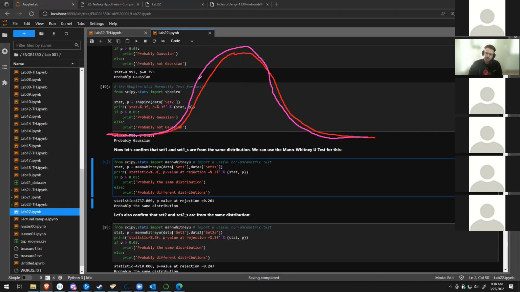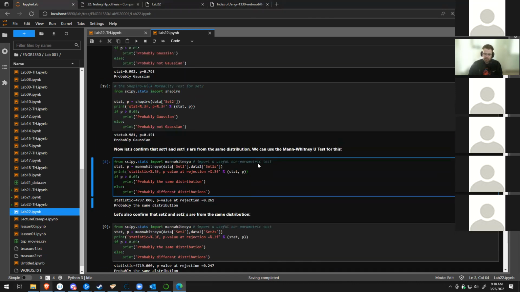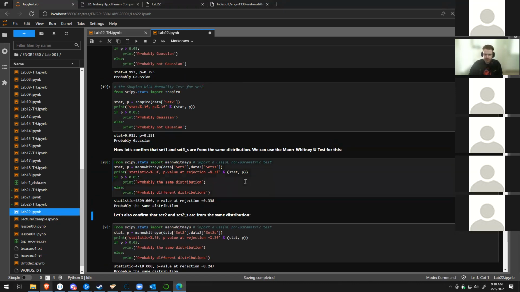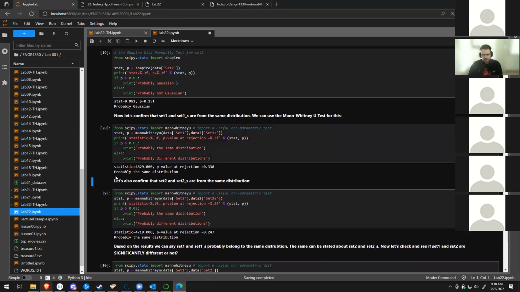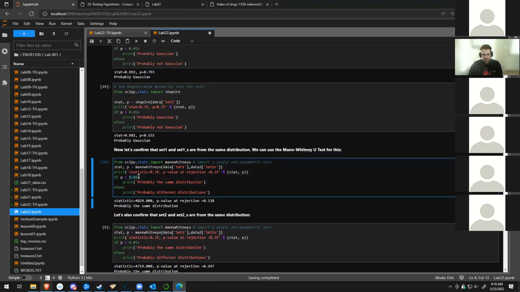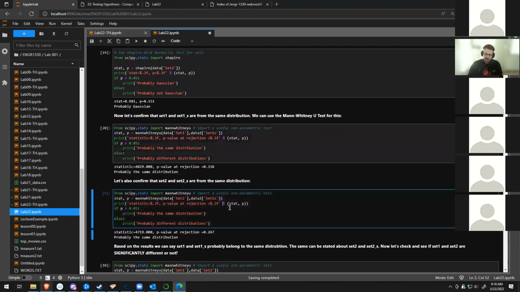So we want to say how confident are we that these are from the same distribution? Set 1s has been randomized again, so we'll run this again. We're going to use this test to see if they're probably from the same distribution. Let's check. Okay. So we printed that they are probably from the same distribution, which means that we have at least a 95% belief in that. Let's do the same thing with set 2 and set 2s.